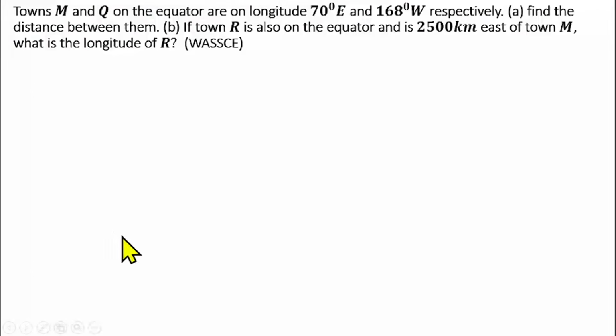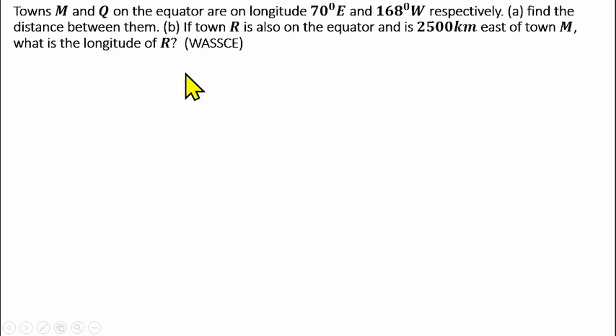Okay, there could also be questions that will be given to you that are not direct questions. So let's try to read the question. Town M and Q are on the equator and are on longitude 70 degrees east and 168 degrees west respectively. You have to find the distance between them.